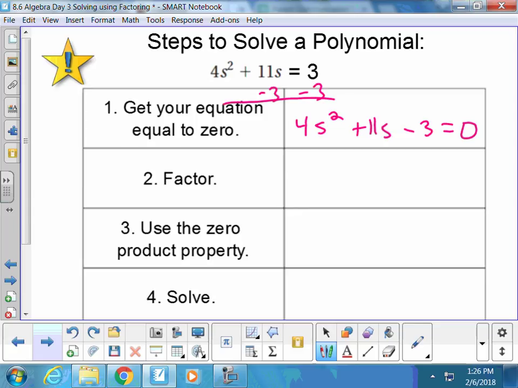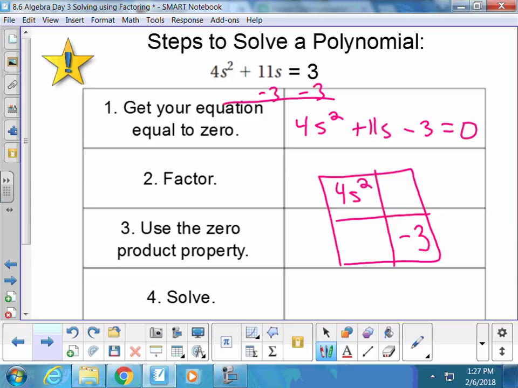Yep, a box. We have that 4 out front. The 4 out front is causing the box. So I will just draw myself a box here. There's some space. 4s squared in the upper left, -3 in the lower right. Multiply them together to get a -12.